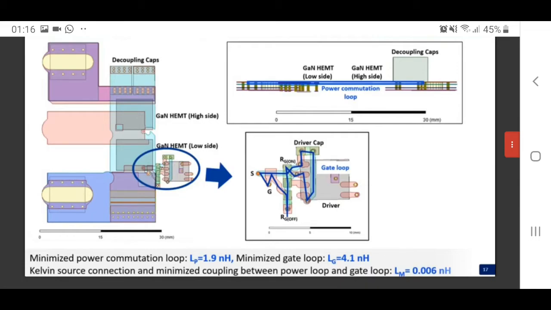Also for the gate loop, all the components are placed as close as possible, and a flux cancellation design is applied. So the total loop inductance is about 4.1 nanohenry. And Kelvin connection is applied, and also as you can see in this picture, the coupling between the power loop and the gate loop is minimized. So the common source inductance is really low. It's only 0.006 nanohenry.